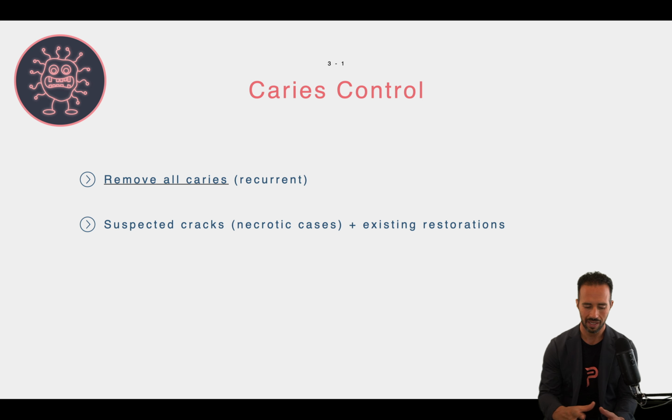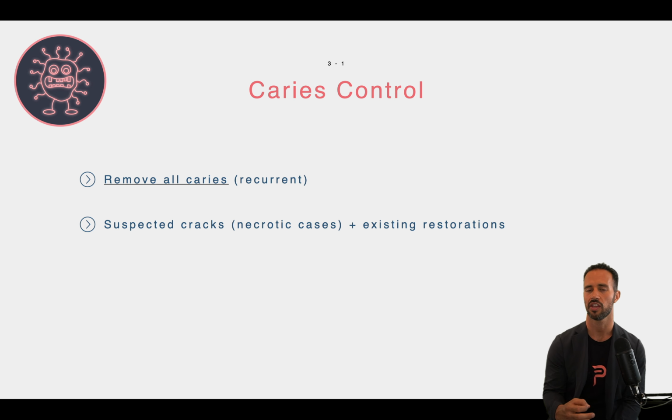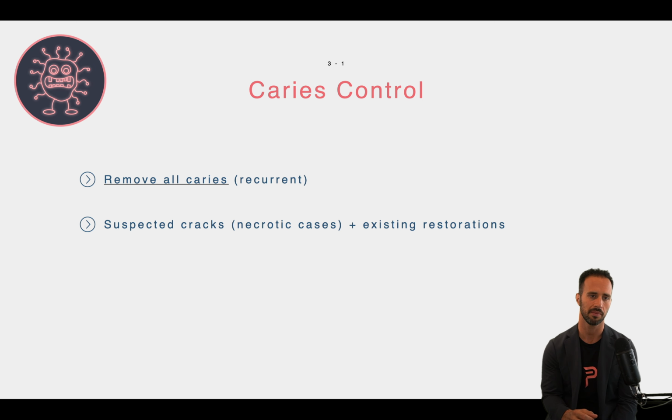Also, you want to get to sound tooth structure so that you can determine whether or not you have any major cracks. That's going to be super important because sometimes if you have large existing restorations or carious lesions, you can't really visualize too much the extent of any cracks, and you want to screen for that before you proceed with your endodontic procedure.